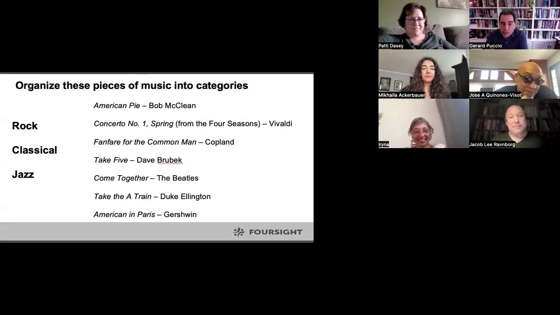Come Together, the Beatles, rock, classical, or jazz? Rock. Okay. Take the A Train by Duke Ellington, rock, classical, or jazz? Jazz. And An American in Paris, Gershwin? Classical. Any different views? Maybe jazz. Okay, that's the one I was hoping there'd be a difference of opinion.